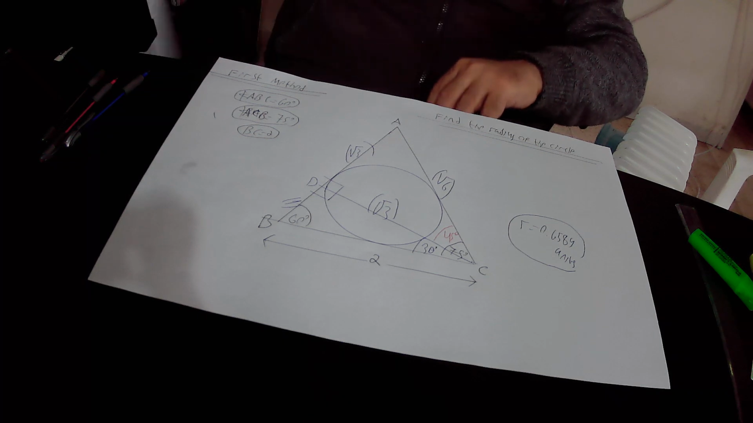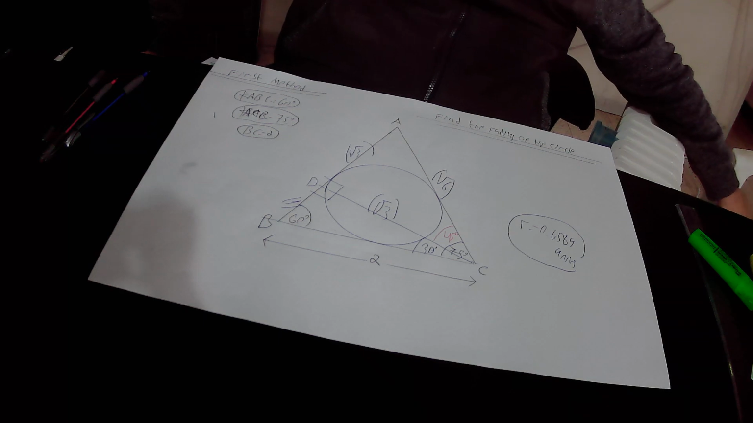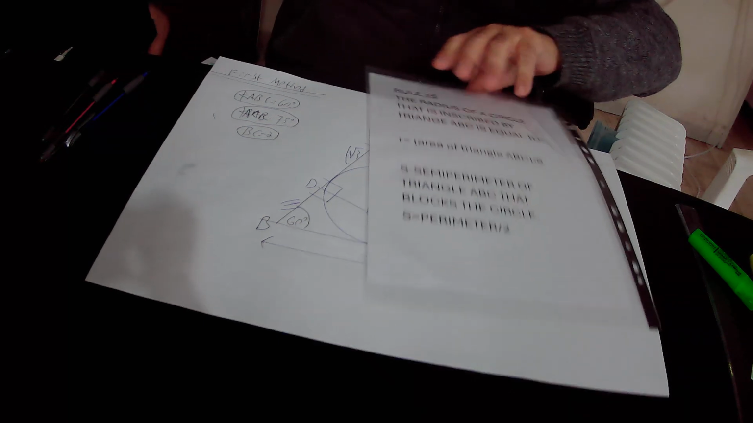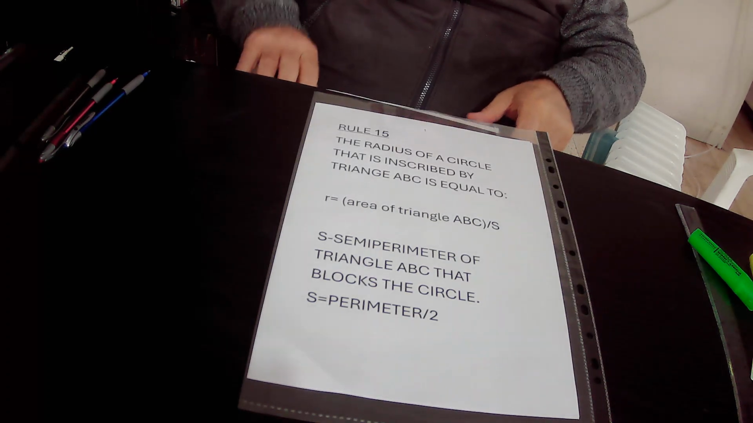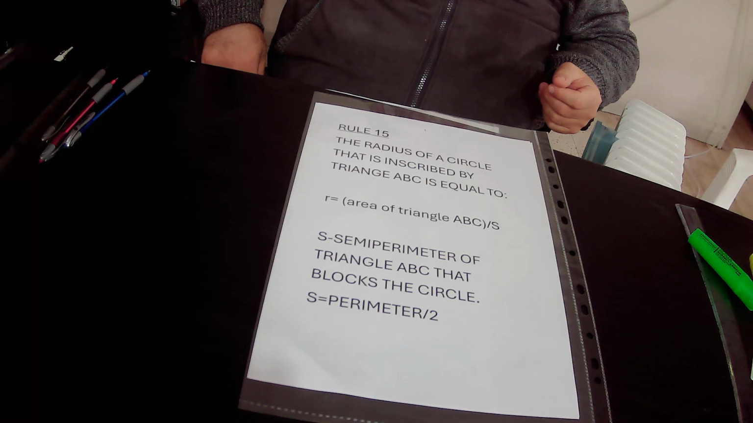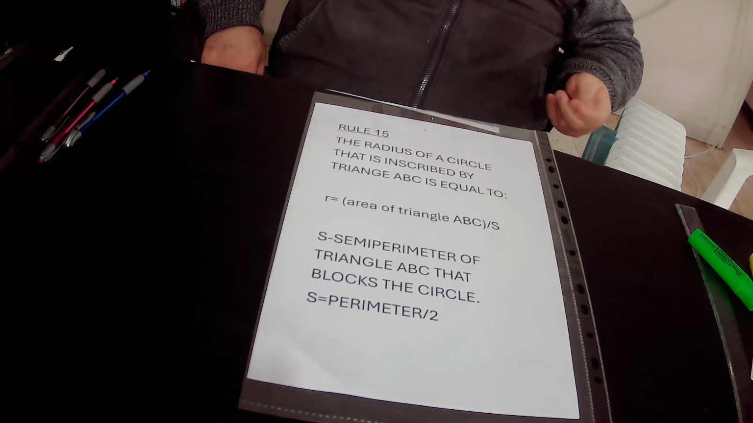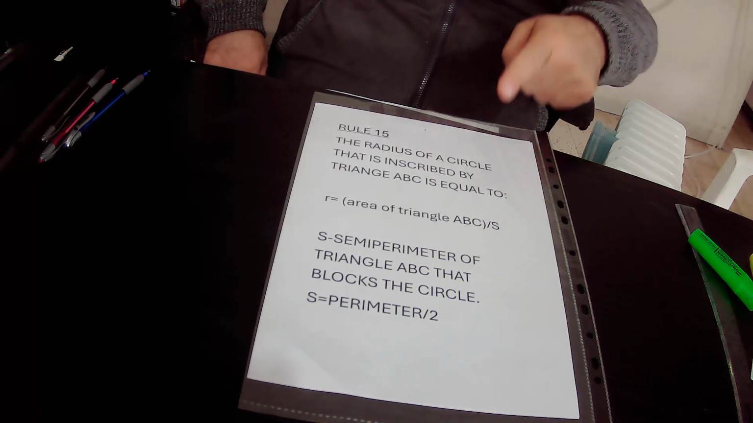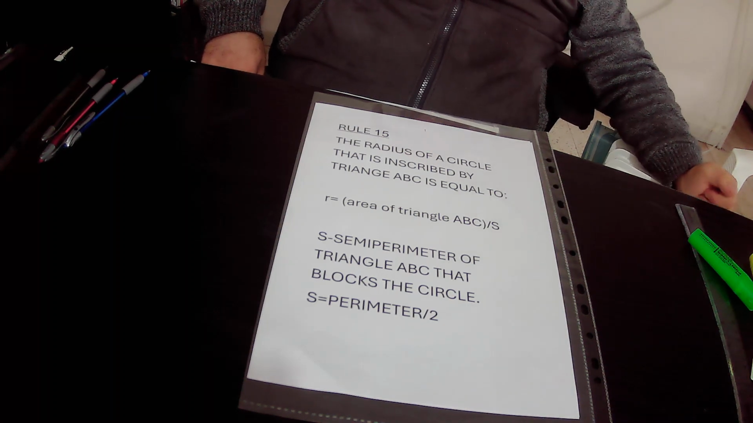Then I presented to you the new rule and we implemented the new rule in our drawing. The new rule is rule number 15. According to rule number 15, the radius of a circle that is described by a triangle ABC, could be any triangle, is equal to the area of the triangle that blocks the circle over the semi-perimeter of the same triangle ABC.